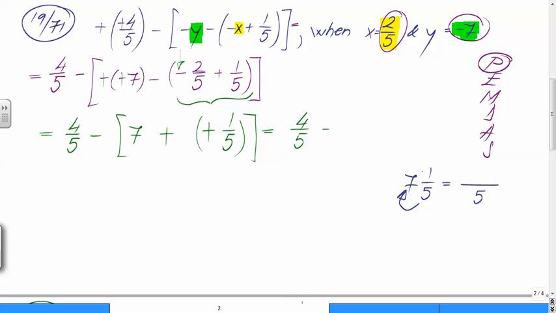5 times 7, and you will add the top. 5 times 7, 35, plus 1, 36. 4/5 minus 36/5 equals what? Okay, what I said is the rule.